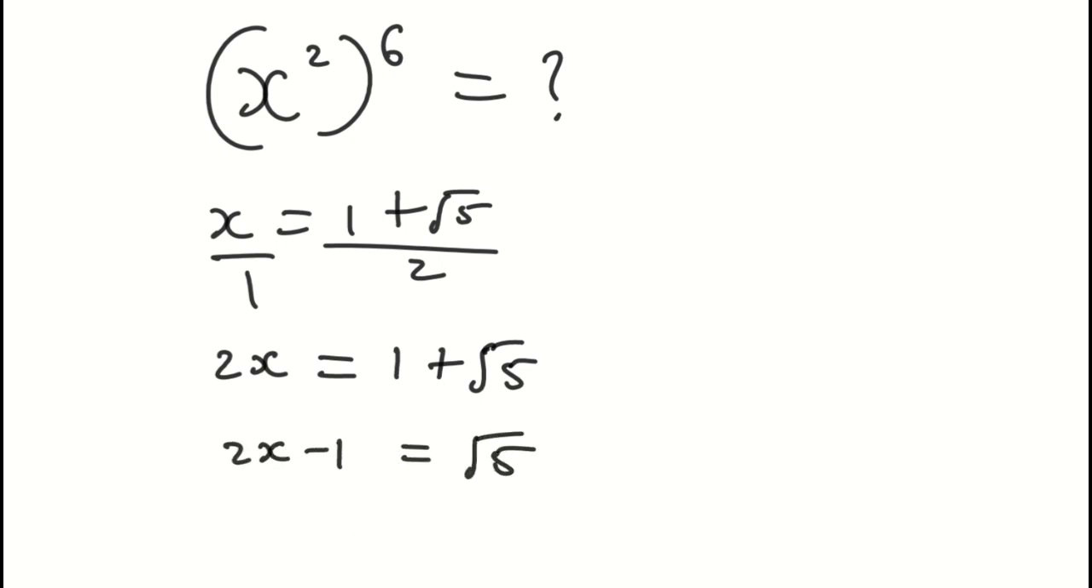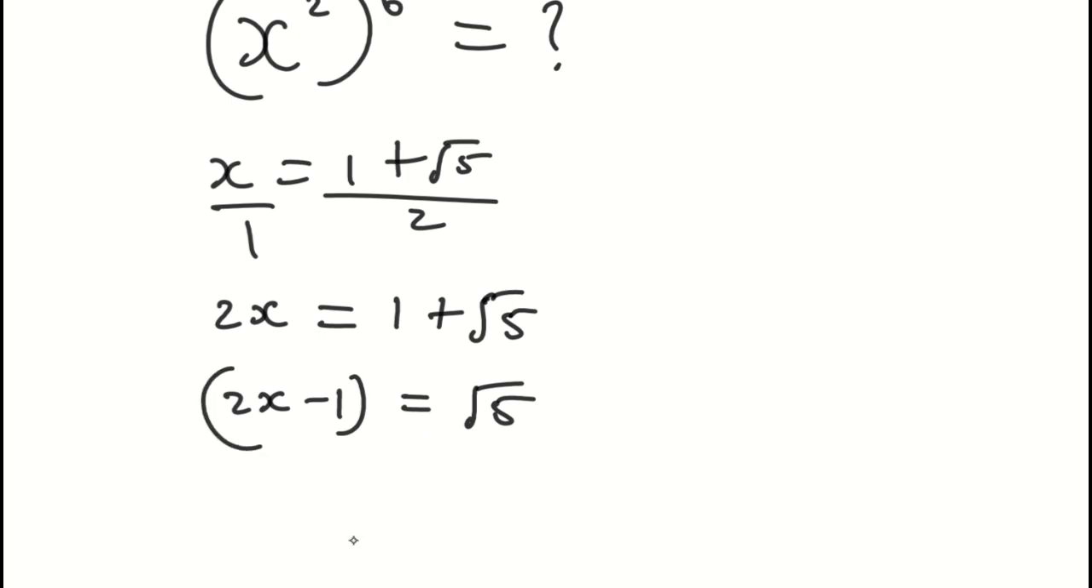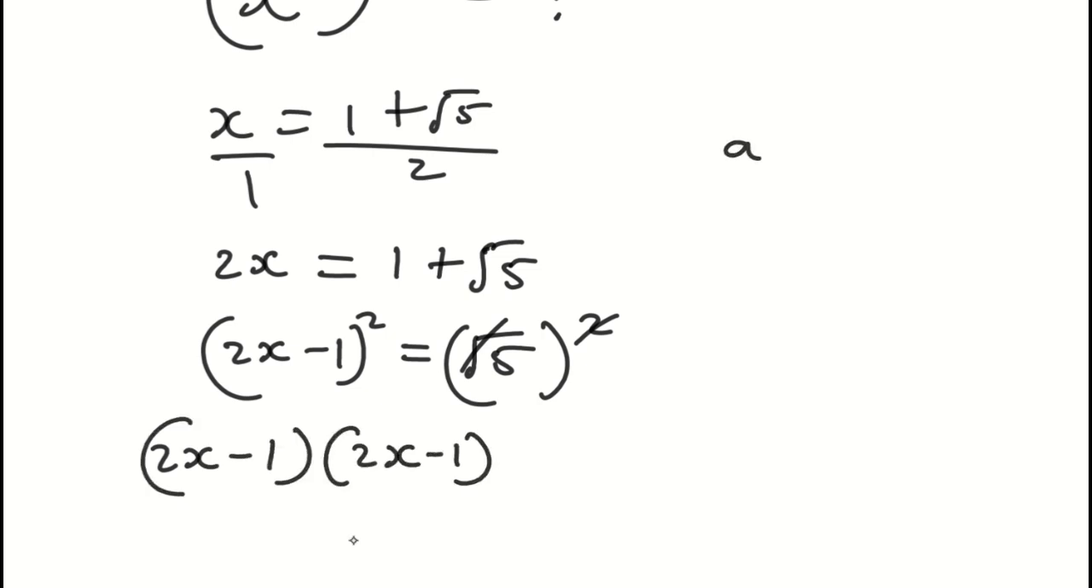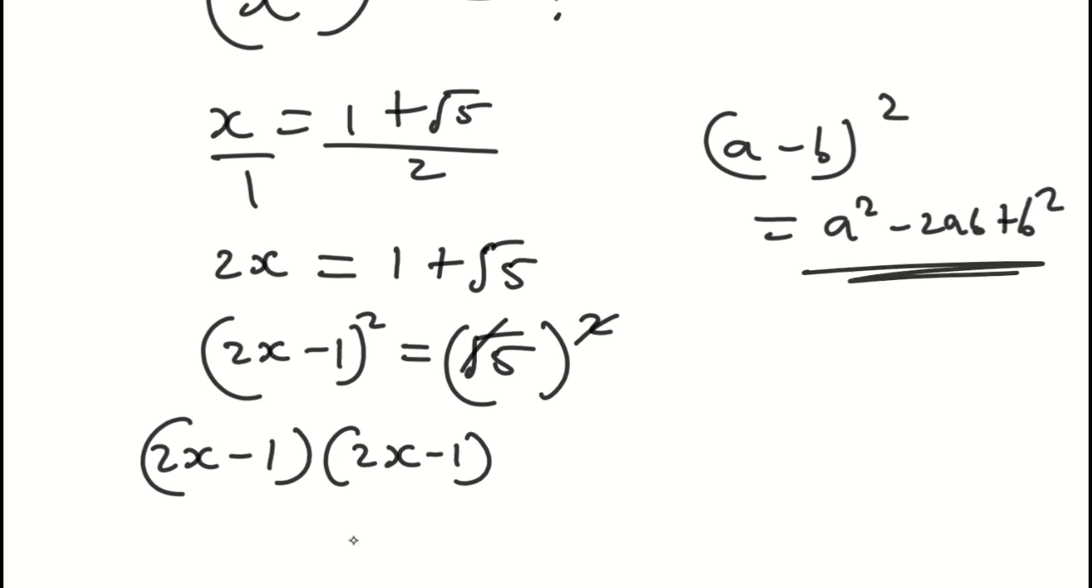Root 5. But if we want to remove this square root, I will have to square both sides. So let's square this side and also square this side. This square will cancel the square root. So by the time you expand this, you are going to have what? You can even use the algebraic identity, but let me just rewrite it like this: (2x minus 1)(2x minus 1). For the algebraic identity, if you have (a minus b) all squared, it is going to be a squared minus 2ab plus b squared. But let me just expand this. All right, so this is equal to 5.